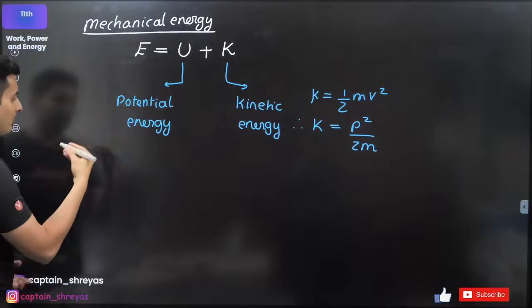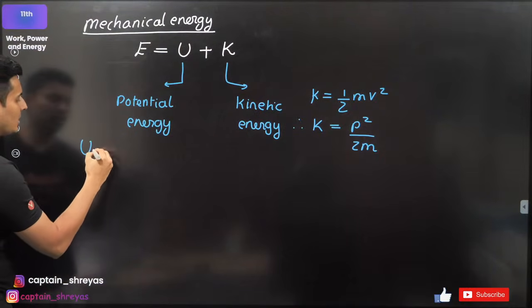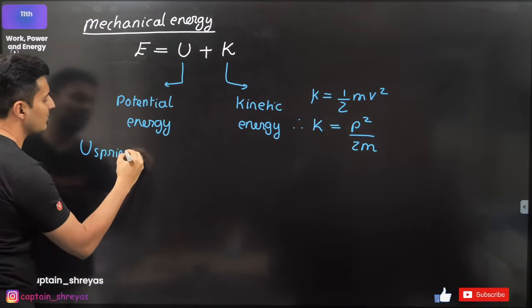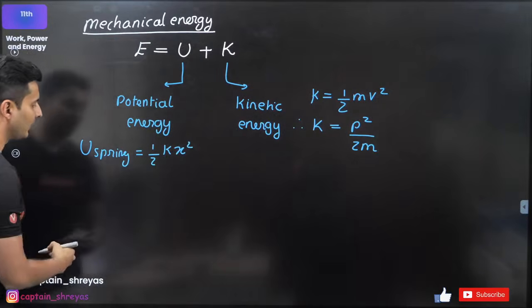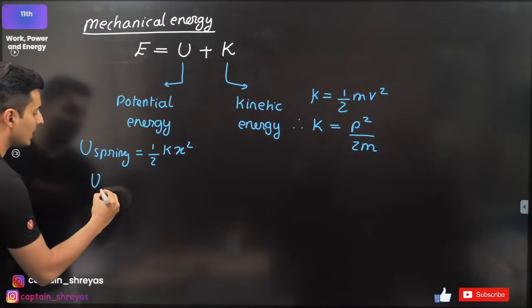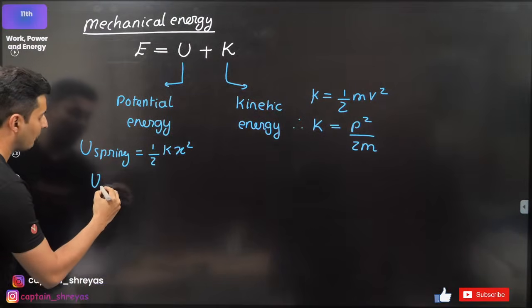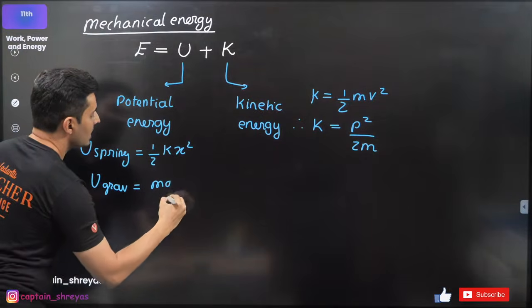Potential energy depends on which system you're talking about. For example, the potential energy of a spring which is being stretched is given by half kx square. Similarly, the potential energy of a mass under gravity is given by mgh.